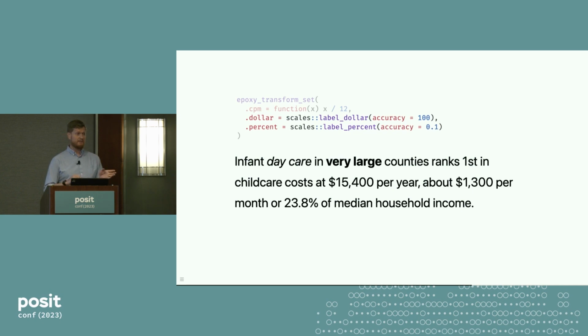So label_dollar and label_percent have arguments, and you can say I want dollars rounded to the nearest 100, and for label_percent, you can say I want to show at least 0.1. So now we have 23.8% in median household income. And we have about $1,300 per month. That's a lot of money. That number hits differently than our original statistic did, right?